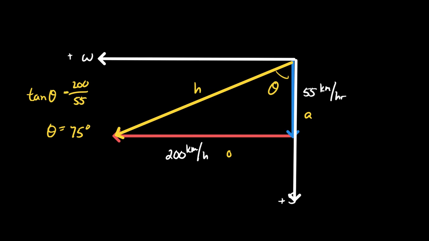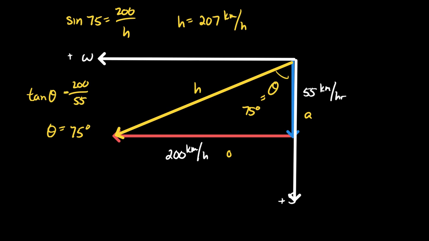You should keep decimal places here. I'm not going to. I want to get through this, but you should. And this tells me that this angle here is 75 degrees. I'm not done yet. I still have to figure out what h is. I have a variety of methods to do so, but if I continue on using the trig, I could say that sine of 75 is equal to 200 divided by h. This will eventually give me my answer, which is that h is 207 kilometers an hour.